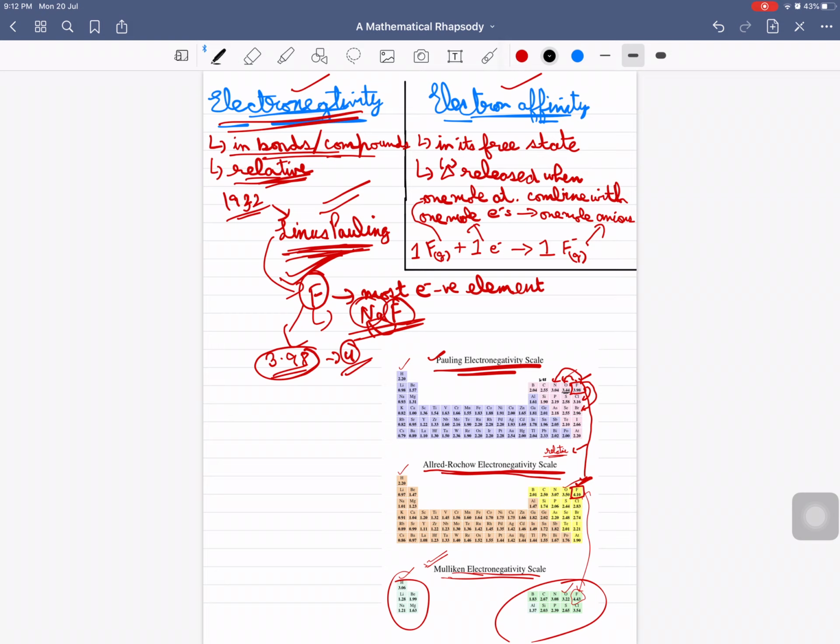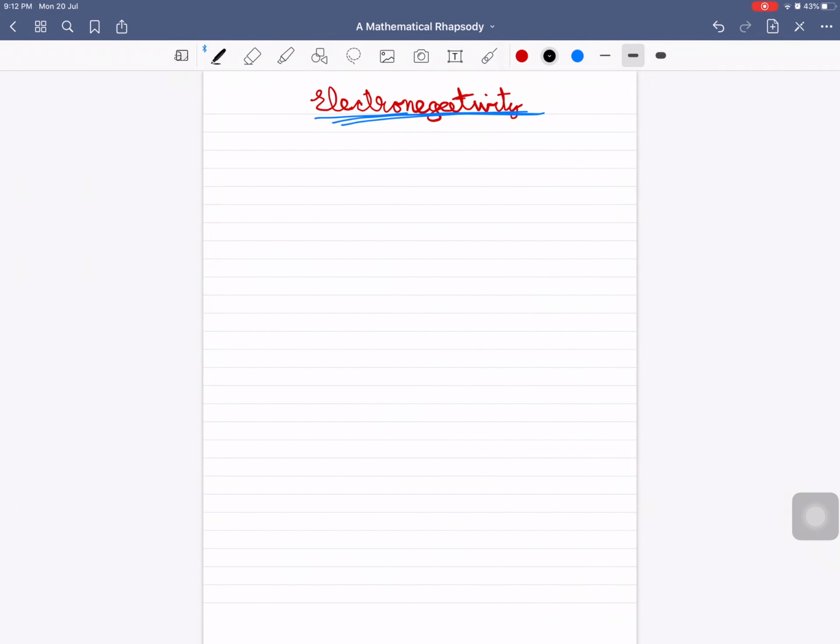Okay, now let's come back to the concept of electronegativity. Right. So in this video we are going to discuss a few examples that will clear up the concept of this electronegativity. Right. So first let's take an example of carbon bonded with oxygen.